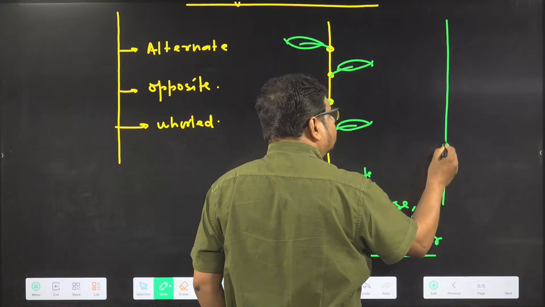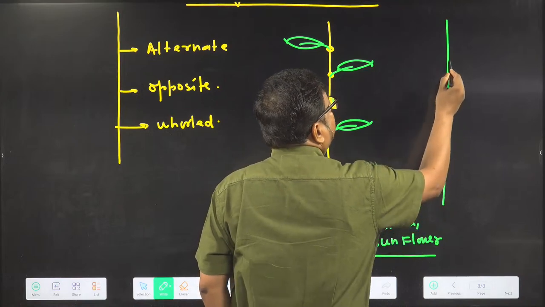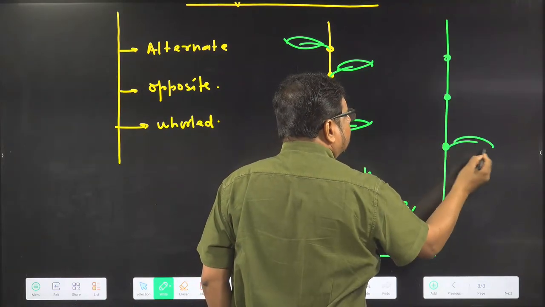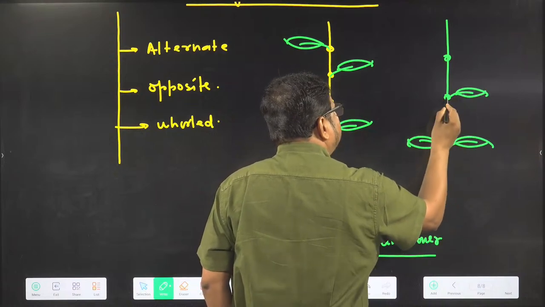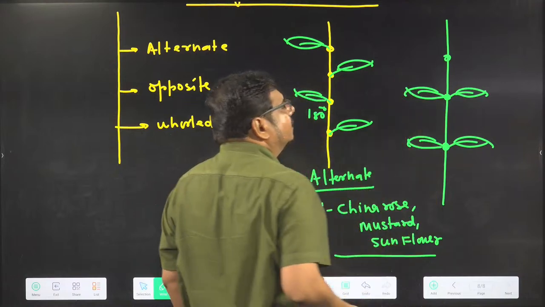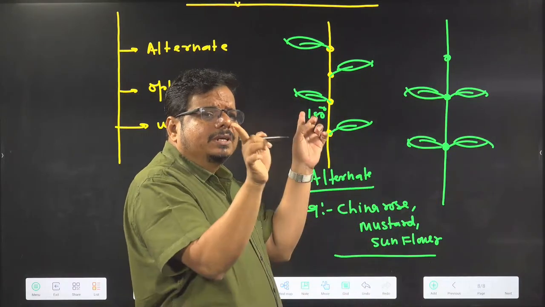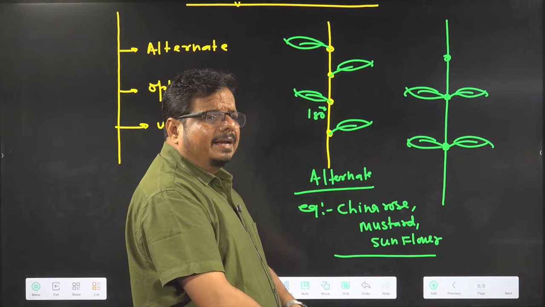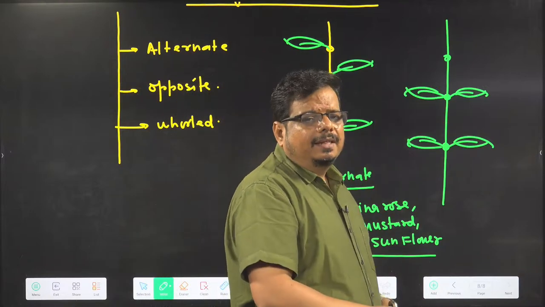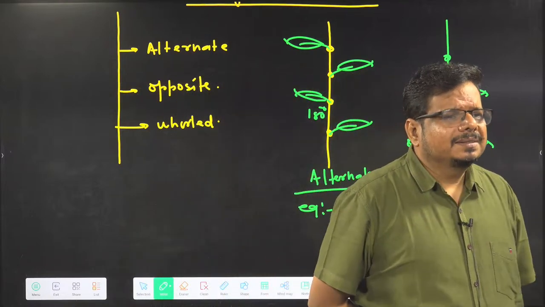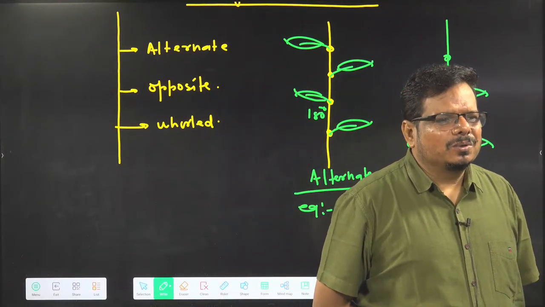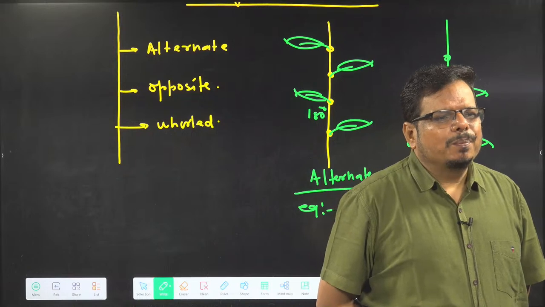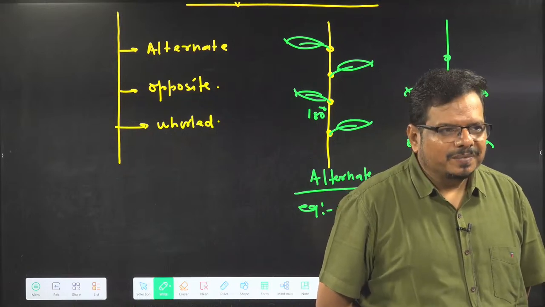Now if we talk about opposite phyllotaxy, what does NCERT say? This is the node, and from each node, two leaves are arising in opposite directions. Getting the idea? It is called opposite phyllotaxy. It is also of two types, but we are not going to talk about them. One is superposed, another is decussate.